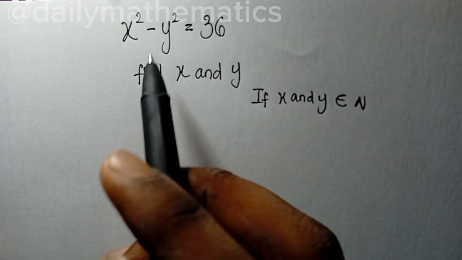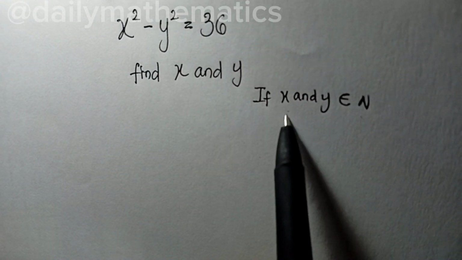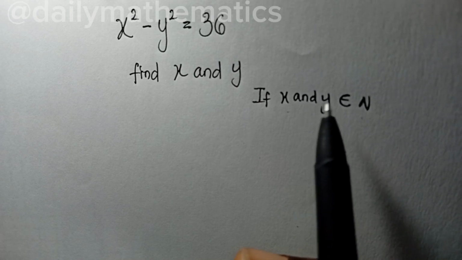x squared minus y squared equals 36. Find x and y if both x and y are elements of natural numbers.